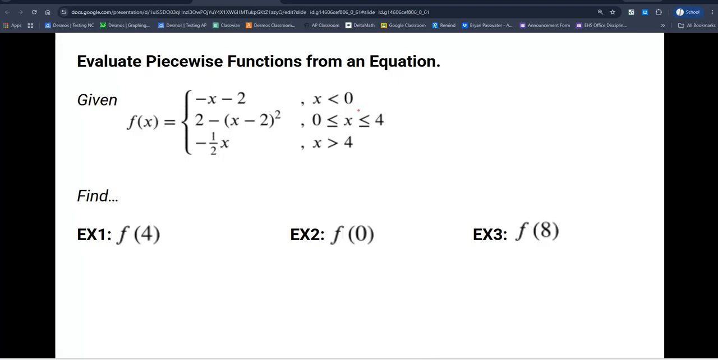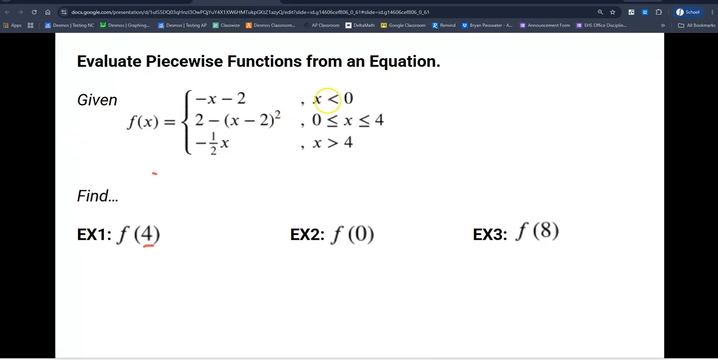So, here, each one of these pieces of the function has a domain where it applies. Okay, so I only use this if my x is less than 0. I only use this one if x falls here. I only use this one if x is greater than 4. Okay, so if we are evaluating a piecewise function, you have to pick the piece you want to use and plug the number in.